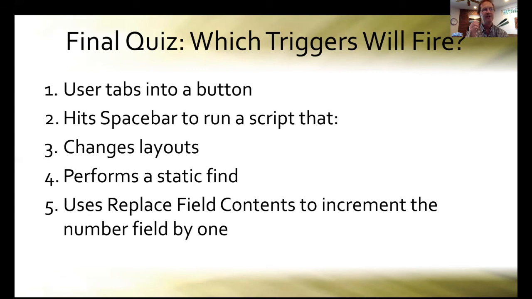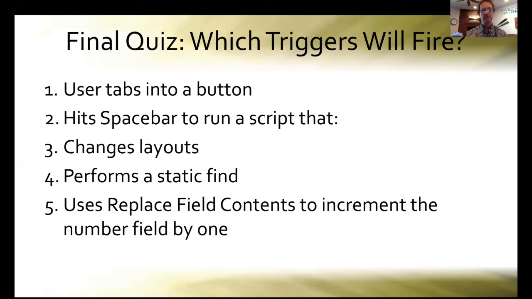And we would get first on object enter as they tabbed into a button, on object keystroke for that button as we hit the spacebar, on layout keystroke as we hit the spacebar and the layout senses it as well, on object exit as the script then takes us out of the button, and on layout exit as the script takes us out of the current layout, then on layout enter as we enter the new layout, and on record load as a record is loaded in that new layout.